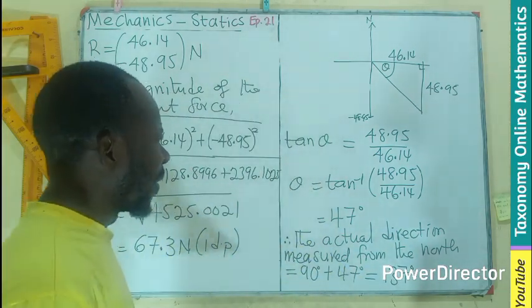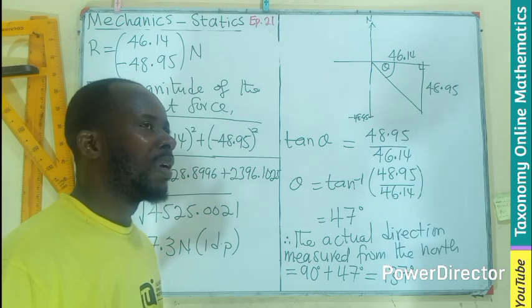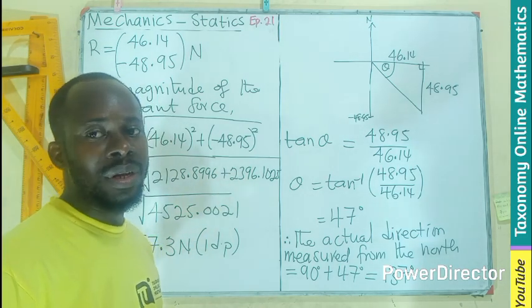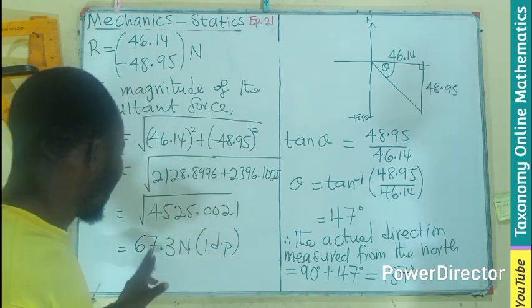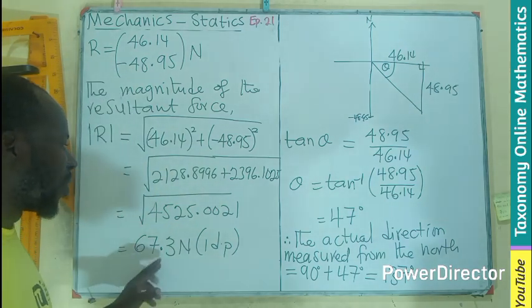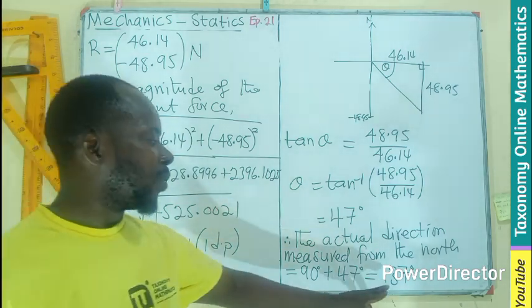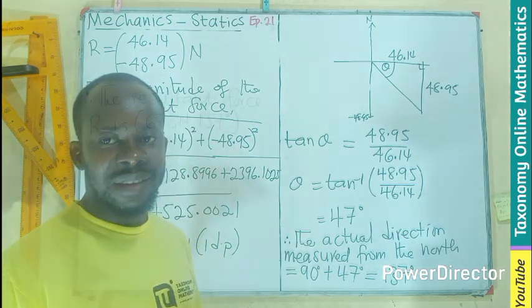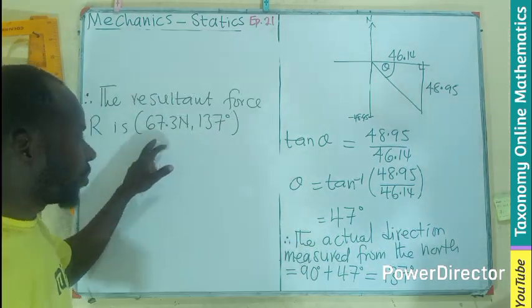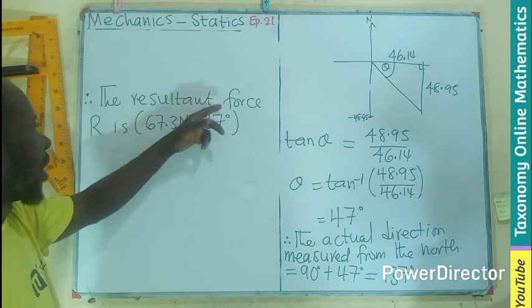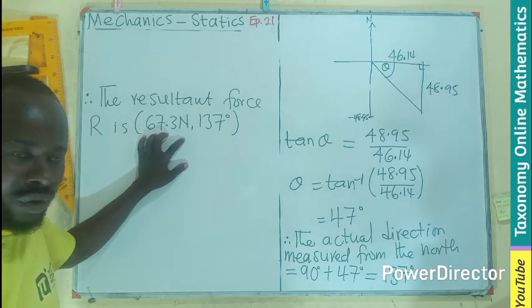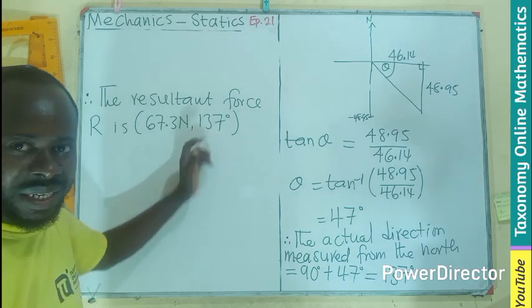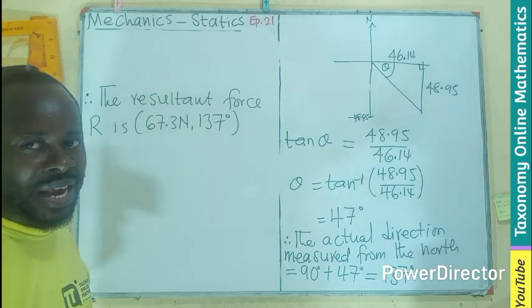But remember, we can represent our resultant force in its magnitude and direction form. This magnitude will be 67.3. Then the direction will be 137. So by conclusion, we can say the resultant force R is given by the magnitude and direction, just like the question was presented in the beginning.